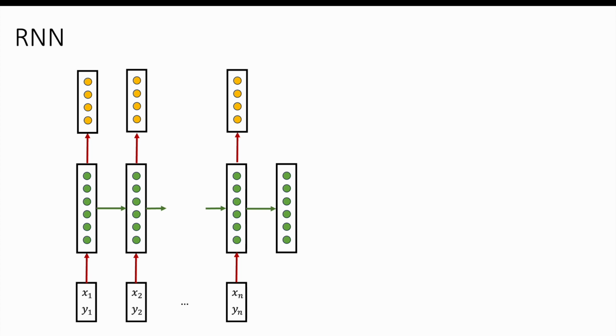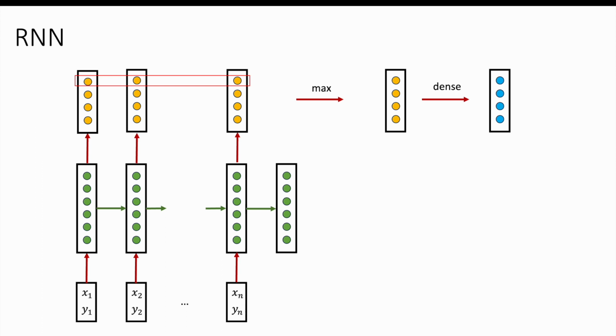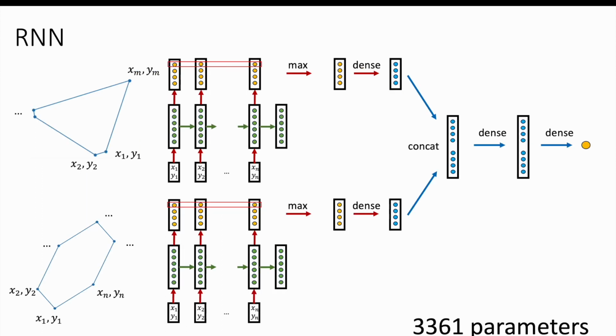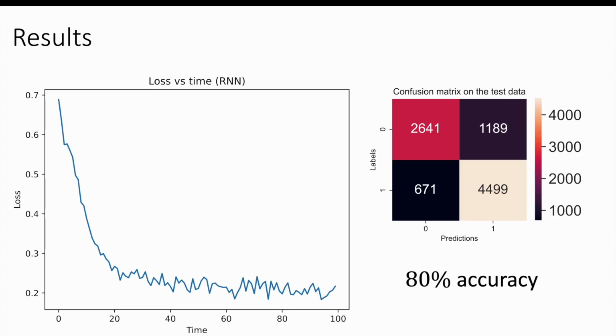But how to obtain a fixed size vector? To do this, I applied the maximum along all of the components of the internal states. This approach allows us to concentrate on the most important components of the output vectors. And then we apply a dense layer, and we do this for two shapes, and then we concatenate the results for these two shapes, apply dense layers, and then we have the result, the probability of collision. This architecture has a much smaller number of parameters than the previous one, and here is the result. We can see that the loss is the same as for the multi-layer perceptron.